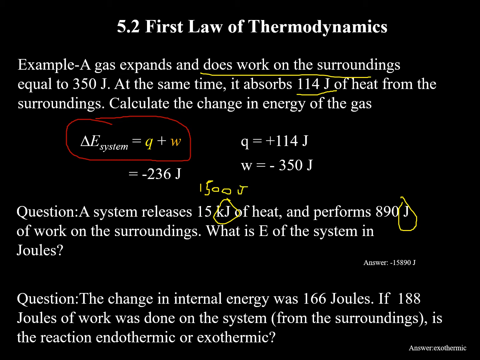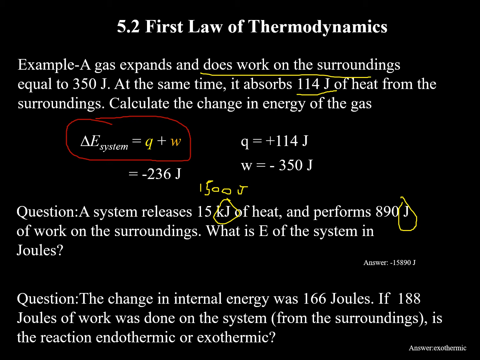So we have 1500 joules. The system releases 1500 joules. That means it's negative heat, negative Q, and it performs 890 joules of work on the surroundings. So that's negative 890. If you add the two up, you'll get negative 2390 joules. You can pause the video now and try the next one.